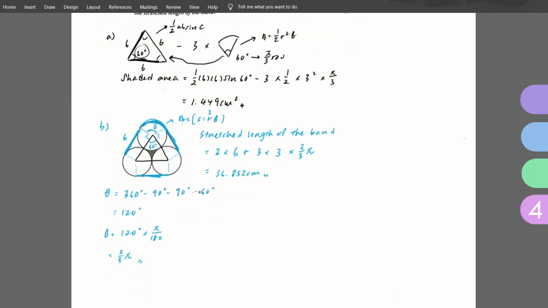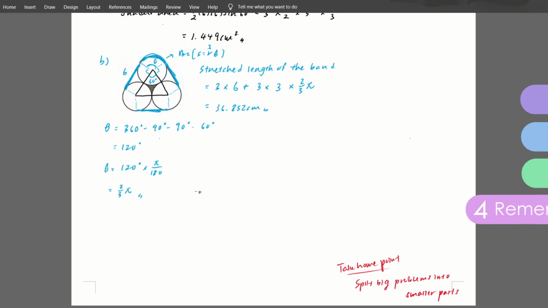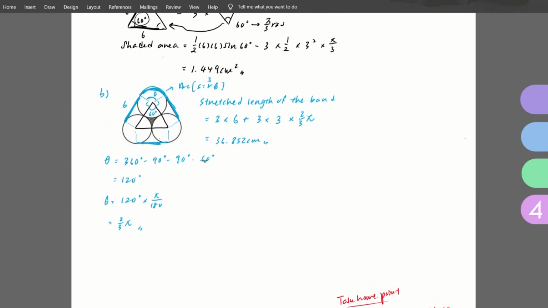So the take home point for this video is split the big problems into smaller parts. So for part B, to find the length of the band, we split the problem into two parts. One is to find the straight line, and one is to find the arc.